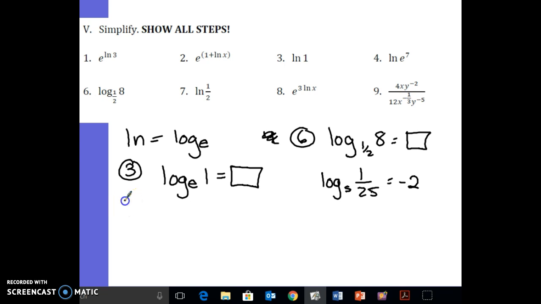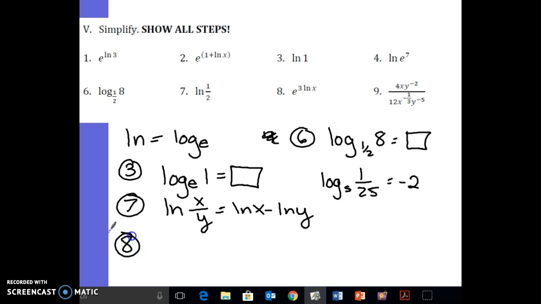Here's a hint for 7. This goes back to those expansion and condensing laws. So when you see ln of something divided, that's equivalent to subtracting those two pieces. So keep that in mind for number 7. Number 8 also goes right along with those rules, where if you have ln, you can take this and make it a power. So 3 to the ln x is really ln x cubed. That will help you there.